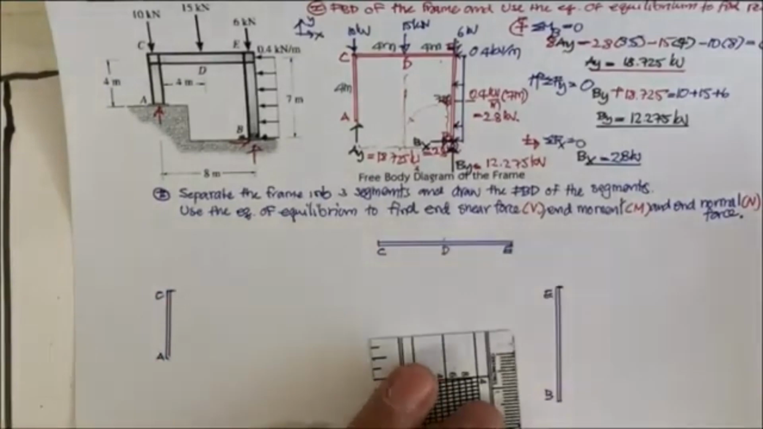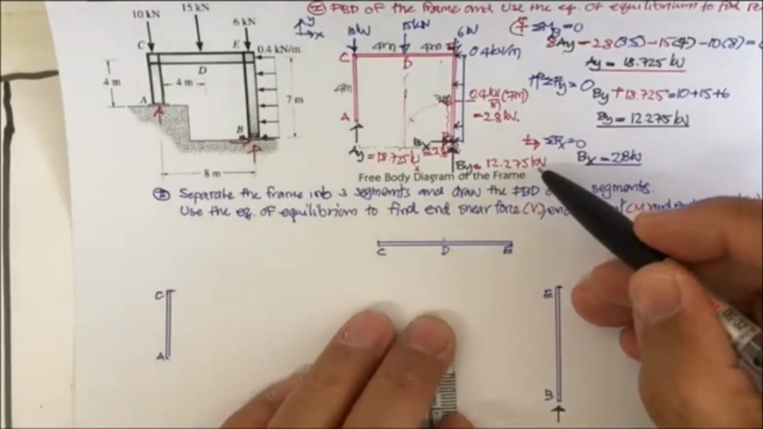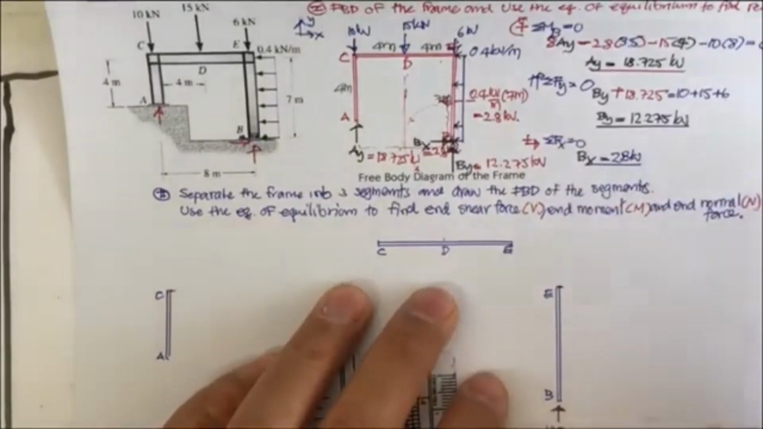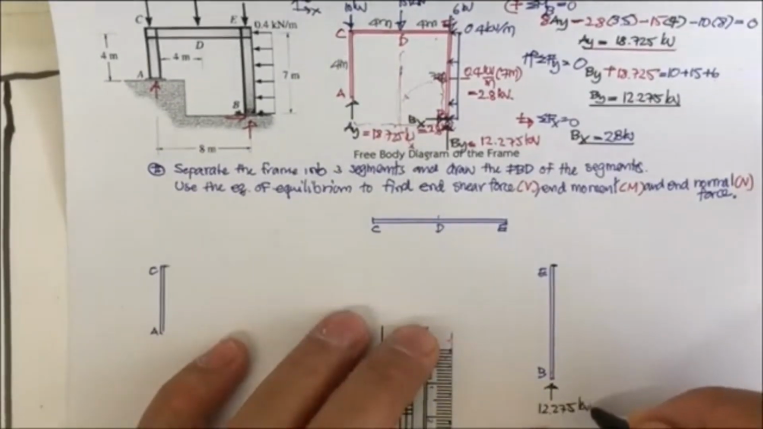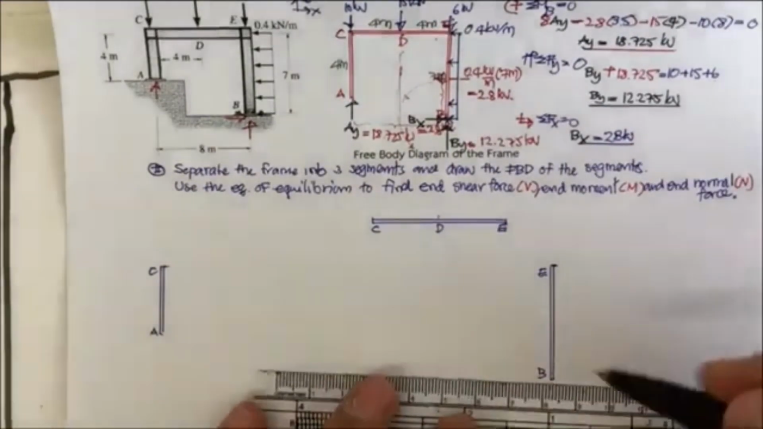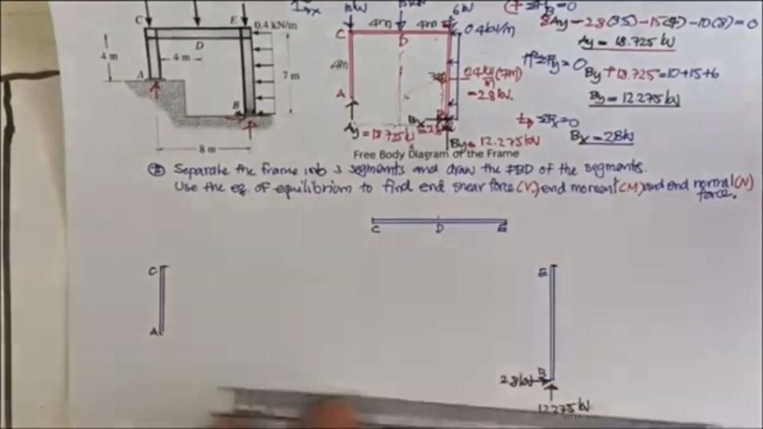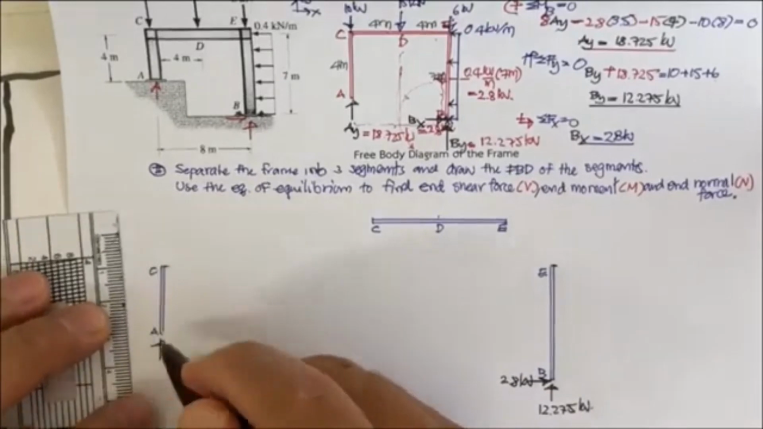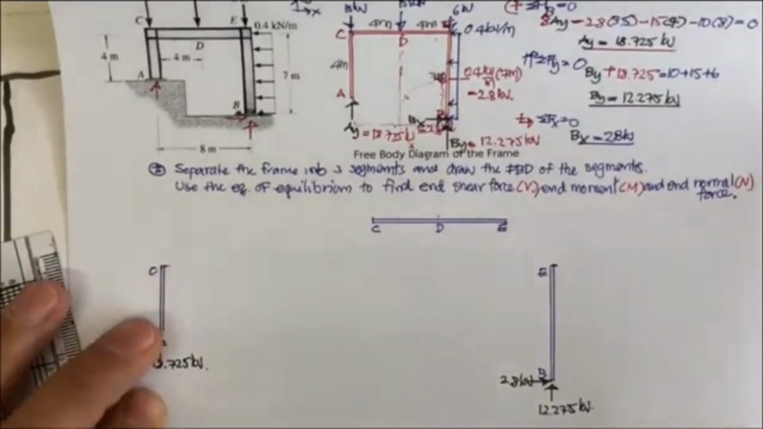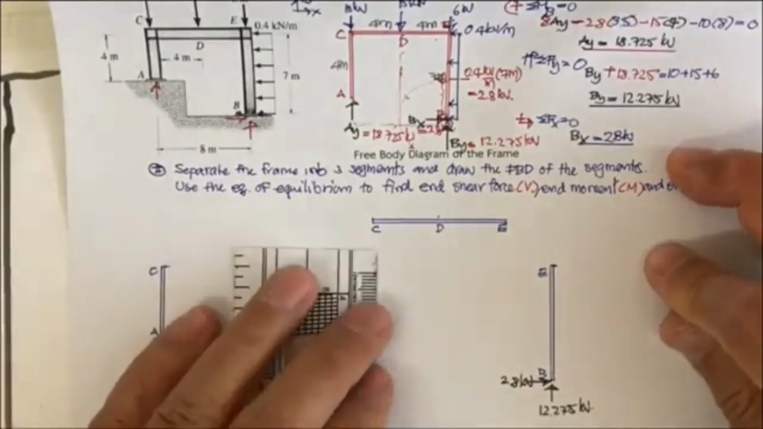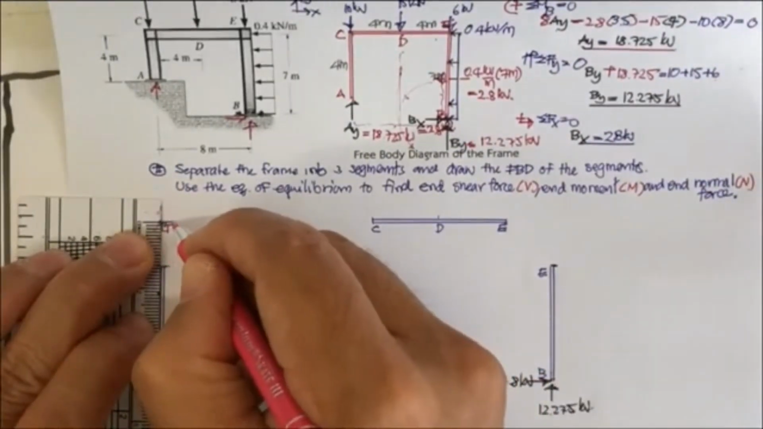And what we have is the reactions that we obtained. This one is 12.275 kilonewton, and it has to be in the x direction, and 2.8 kilonewton, and here is 18.725 kilonewton.